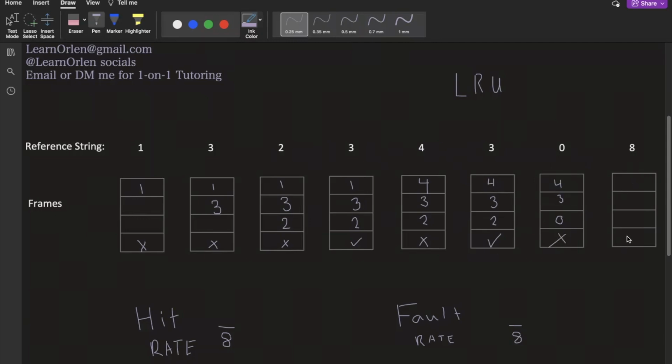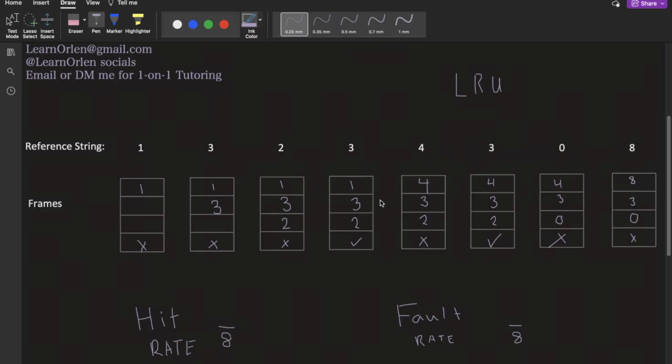Now eight is going to be a miss. Where does eight go? Let's look back in our window: eight, zero, or three, four. Four is the one to go. Don't even have to look back, just know my set. Eight, three, zero.